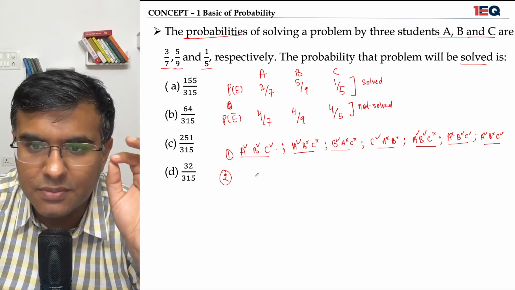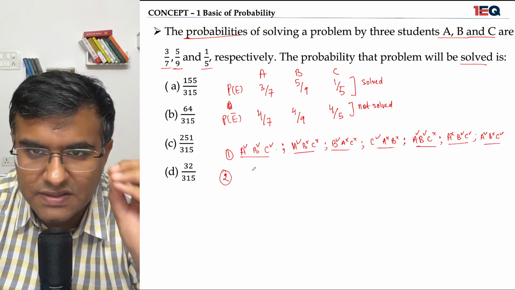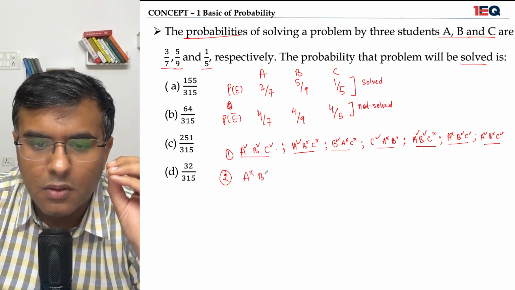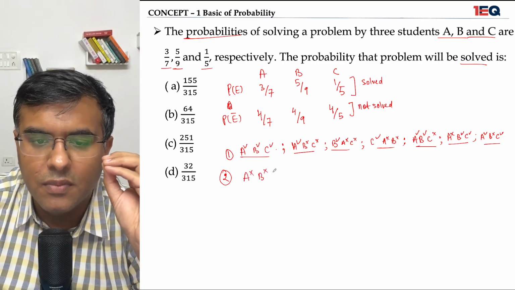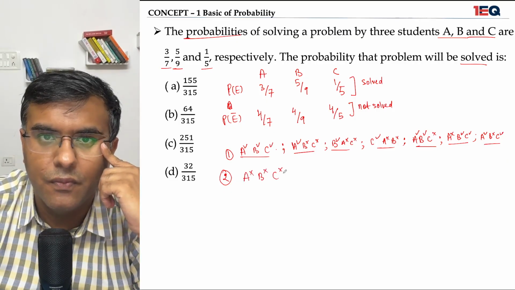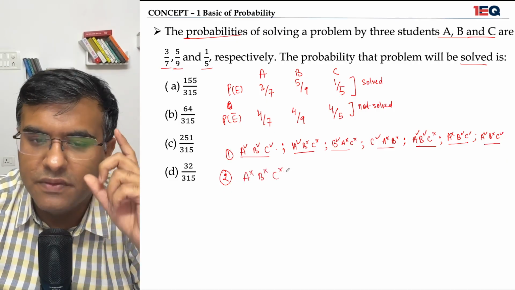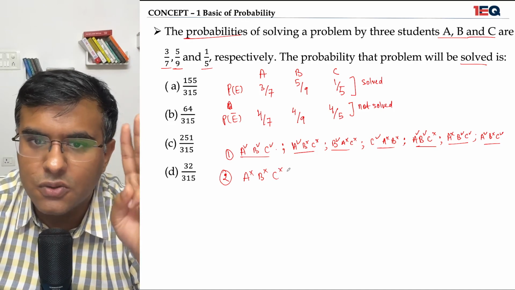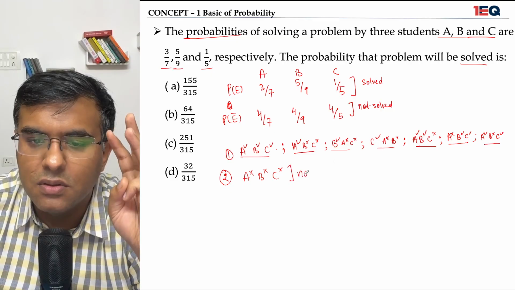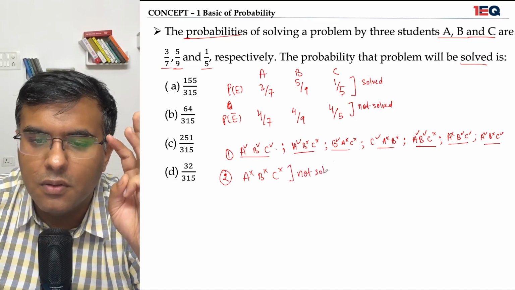In the second possibility, if I say that A is unable to solve it, B is unable to solve it, and C also is not able to solve it. A not able to solve it, B not able to solve it, and C also not able to solve it. This means that the problem was not solved.